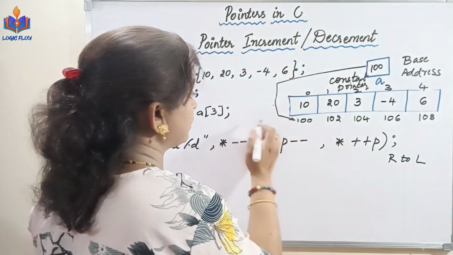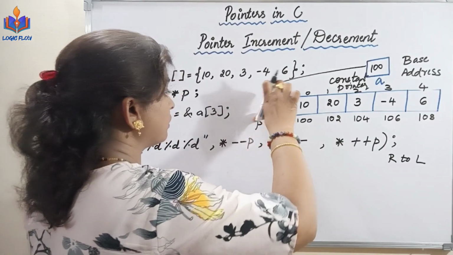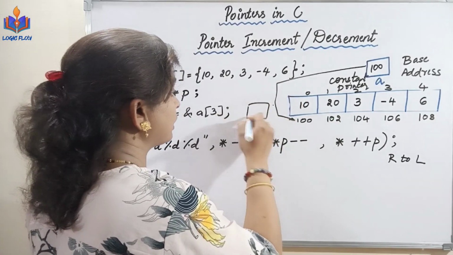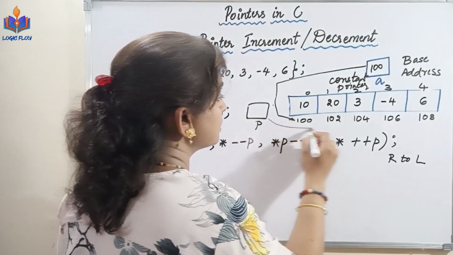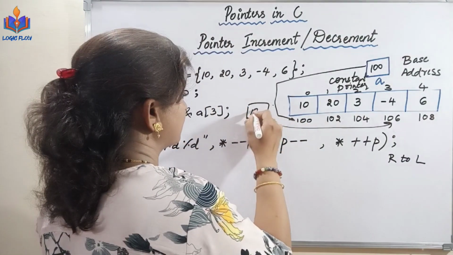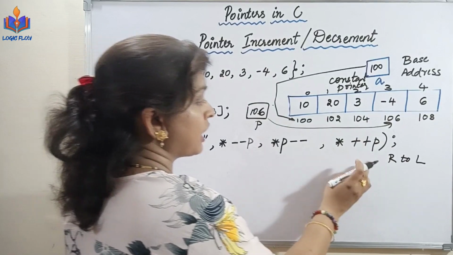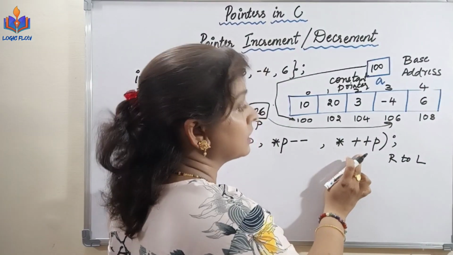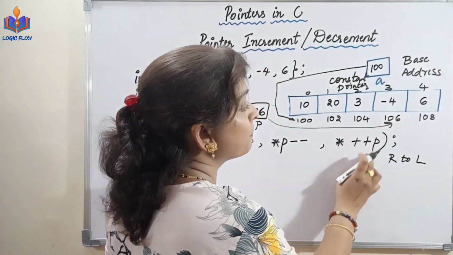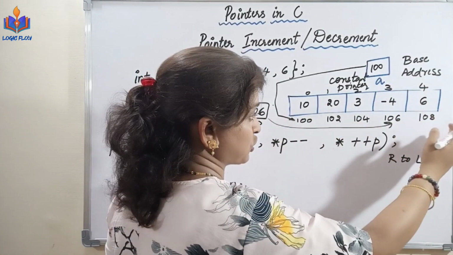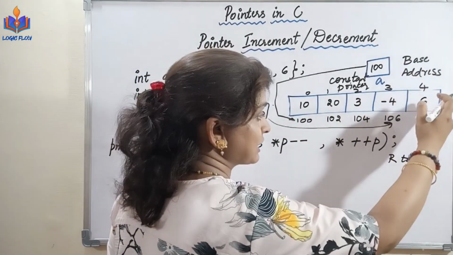So let me write a pointer here. So p is a pointer. P pointer is pointing to the location a of 3. What is a of 3? It is 106. Fine. So p is pointing to 106. Now when I say prefix increment, incrementation has to be done first. So p gets advanced to the next location. It will move forward by one element. It will go to the next location.